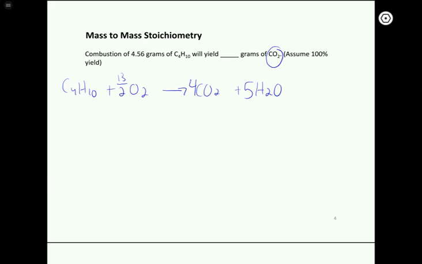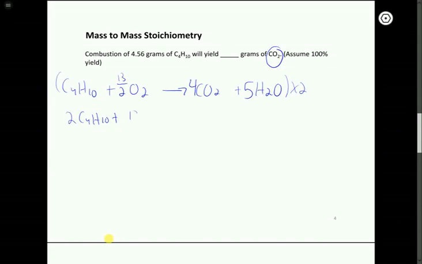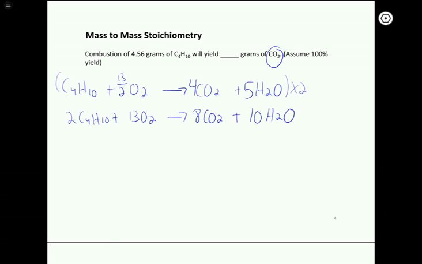Now again, if fractional coefficients bother you, we can always get rid of those by multiplying by 2. We have to multiply every coefficient by 2, and that gives us this form of the reaction: 2C4H10 plus 13O2 goes to 8CO2 plus 10H2O. Doesn't really matter in this problem, especially because we're not even interested in how much O2 is involved. So having a fractional coefficient in front of O2 is definitely not going to cause us any problems, but if you want to get rid of them, that's how we do it.